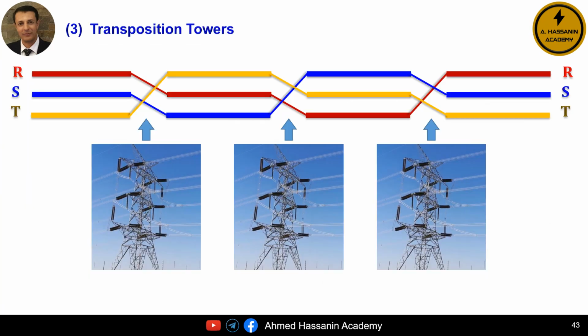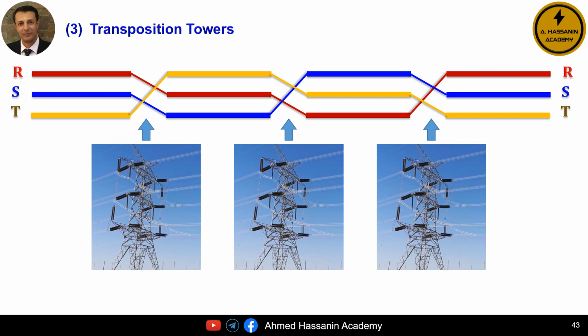This means that, for example, the phase R at the beginning of the transmission line is the topmost phase in the overhead transmission line. Then, by using the first transposition tower, we notice that phase R has shifted to the middle position. That is, it has become the second phase. By using the second transposition tower, we observe that phase R has moved to the bottom position among the phases. Then, by using the third transposition tower, we notice that phase R has returned once again to the top position among the phases in the overhead transmission line.